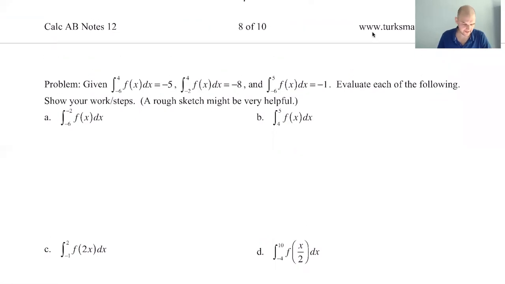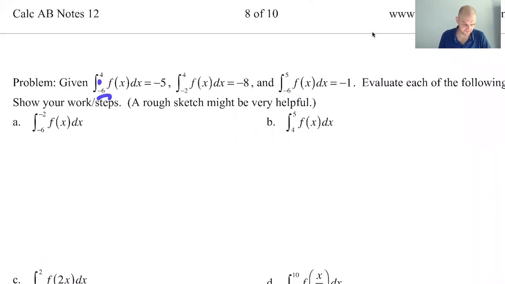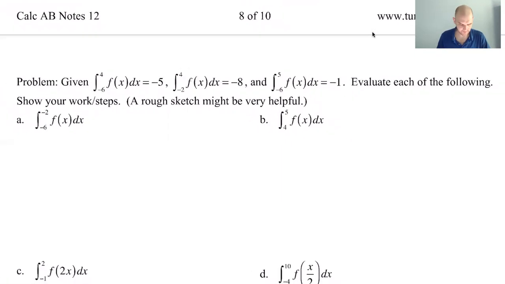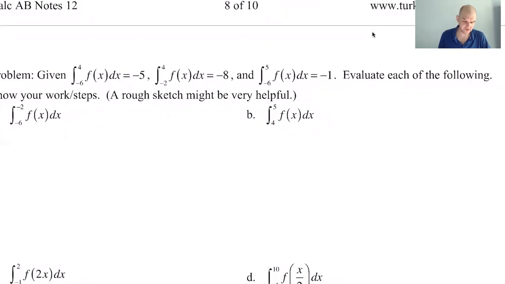So we're given that the integral from -6 to 4 of f of x dx is -5, from -2 to 4 of f of x dx is -8, and from -6 to 5 of f of x dx is -1. So we're given these three things. Then we're asked a bunch of questions, but what's happening? Here's how I do these.